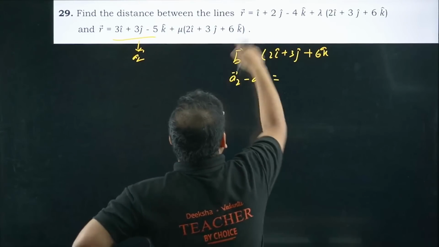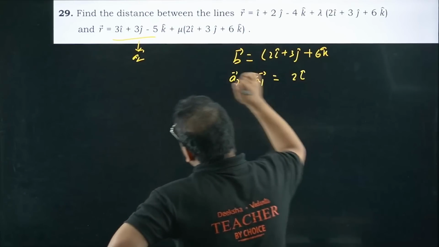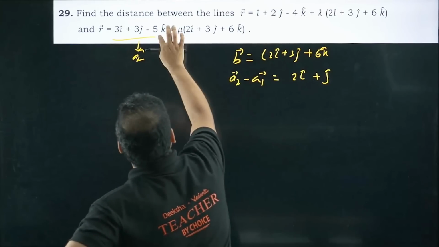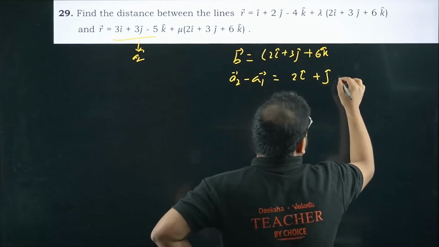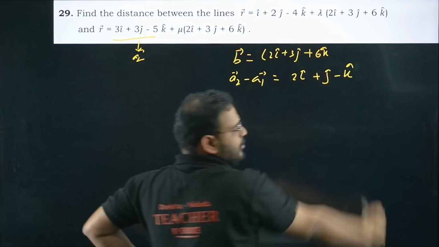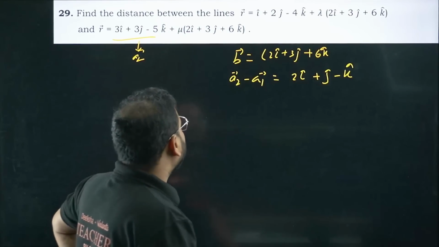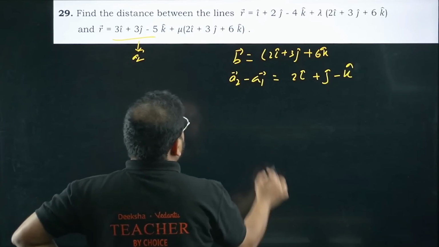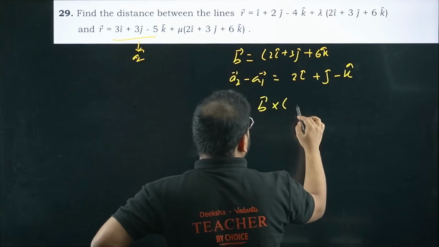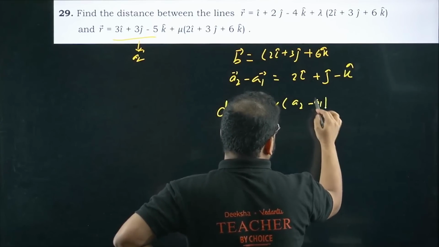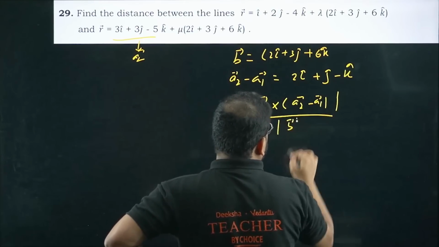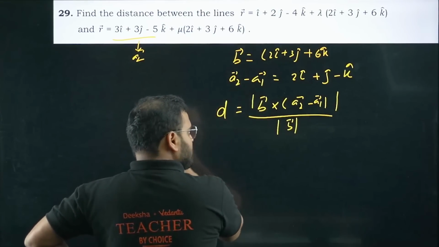So let's do it. 3 minus 1 will be simply 2i. 3j minus 2j, so simply plus j. I have minus 5k minus of minus 4, so minus k. Minus 5k plus 4k, because subtraction is there, so minus k. We have to find what? Distance. Formula is there, d equals to mod of b cross a2 minus a1, by mod of b.